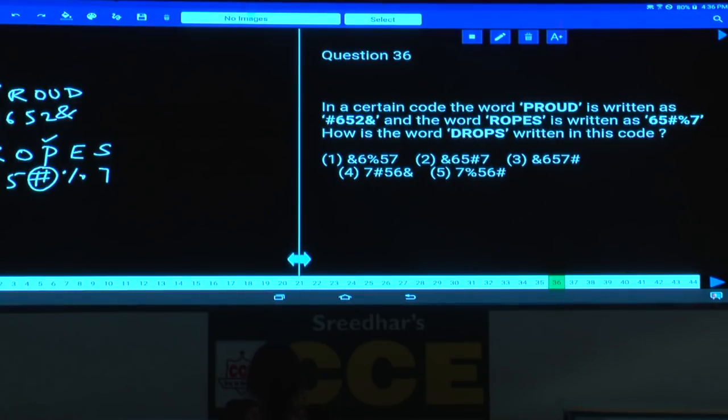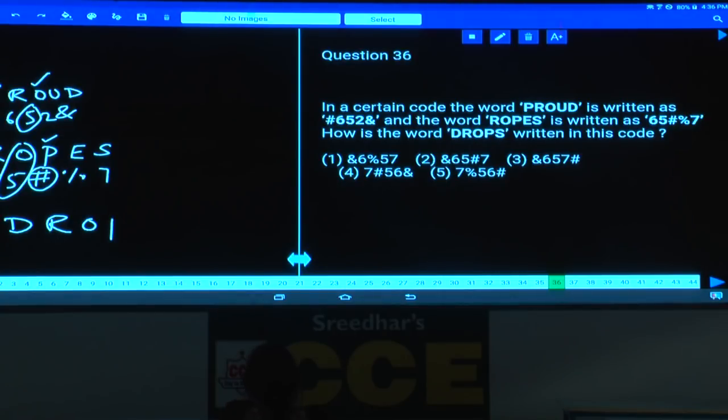And now if you check out here, O is at the third place. What is there at the third place? 5. Here O is at the second place, 5 is there at the second place. Yes, what can you infer from this one? The letters and the codes are directly given. To the first letter, the first element is the code, and to the second letter, the second symbol is the code, and so on. And similarly, what is the code to the word DROPS here?